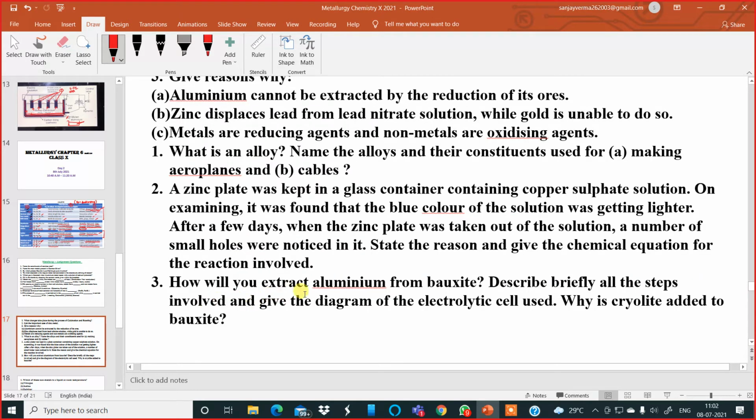Then number three, how will you extract aluminum from bauxite? Describe the steps. This is very important. Number three is a very, very important question. Along with the diagram, give the diagram of the electrolytic cell used. Why is cryolite added? So this is also done.